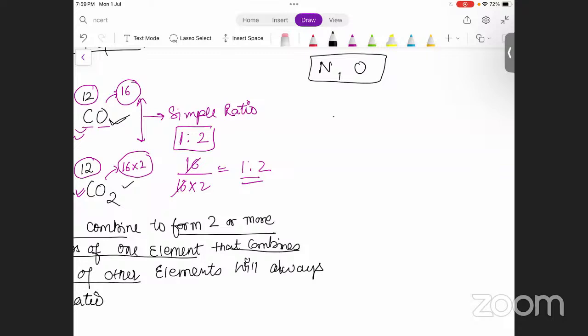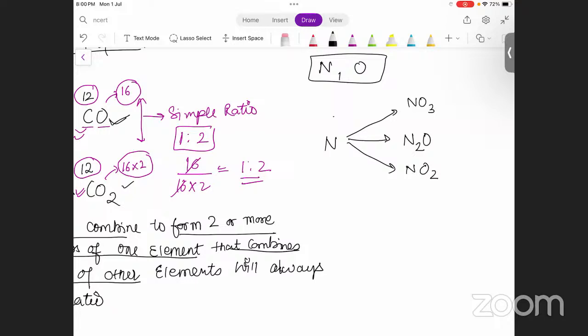Okay, let's take N, which is combining with oxygen. So one is given to us, NO3. Okay, we will take N2O, N3O3. Okay, Fatima, is there any compound possible? N3O3, NO2. Okay, we'll just take these three.